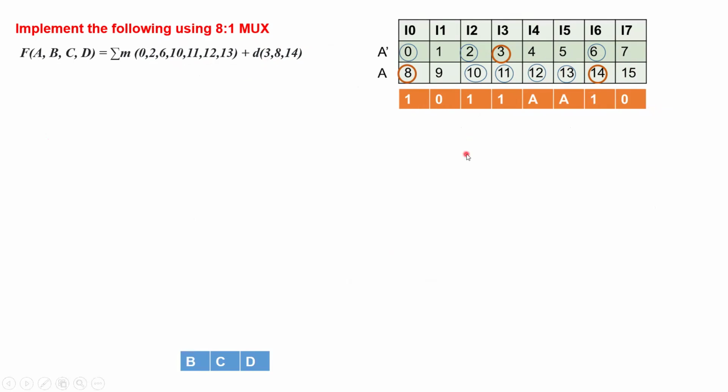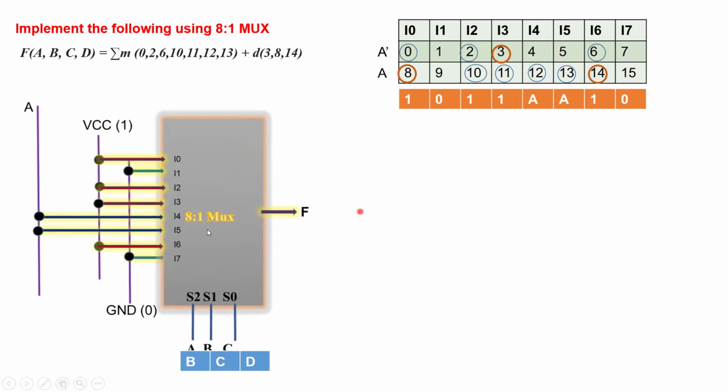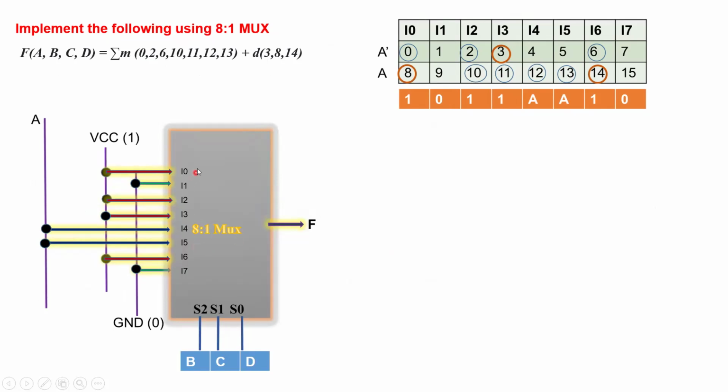So what you do here is you have an 8 is to 1 mux, 8 input data lines from I0 to I7, and 3 select lines S2, S1, S0. The three inputs B, C, D are mapped with the select lines, and the remaining input variable A has been used to implement this table.